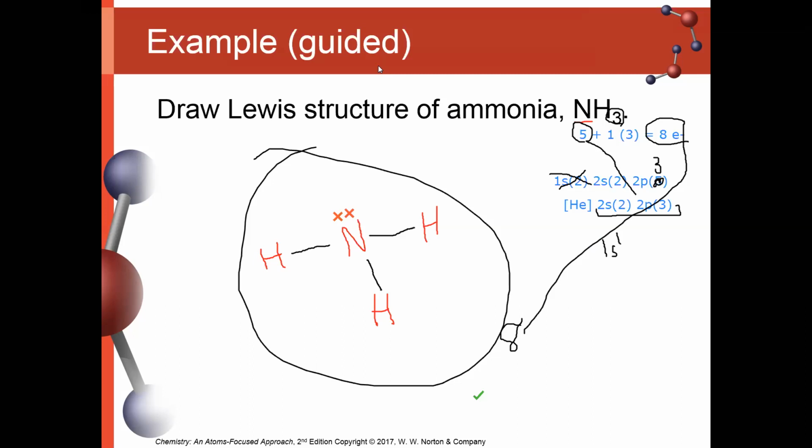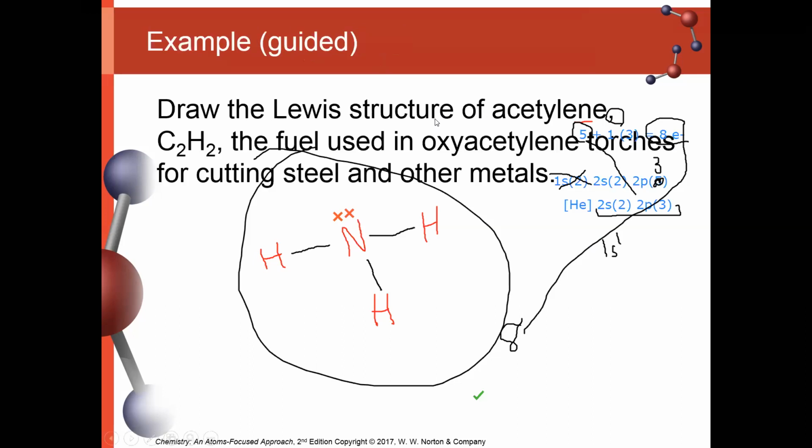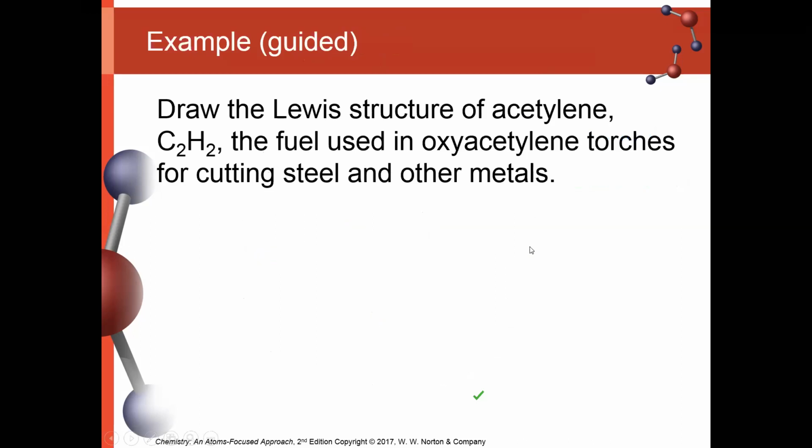All right, let's take a look at a little bit more complicated of an example. Now we're looking at acetylene. Acetylene is C2H2. Now, if we do the same kind of math, each carbon has 4 valence electrons, and each hydrogen has 1 valence electron. So the total number of electrons here is 10. 8 for the carbons, 2 for the hydrogens. 8 plus 2 is 10.